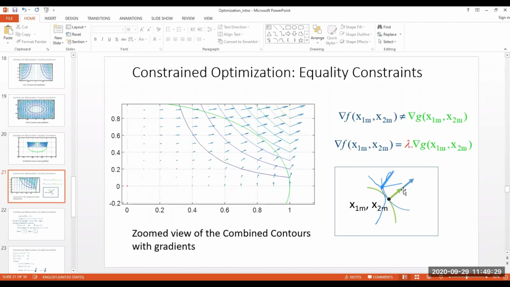In other words, you also have to satisfy the condition where the equality constraint is met. Remember, it is an equality constraint, right? So equality constraint means the numerical value of the contour should exactly equal your circle. At this point, they are not equal, right? Are these matched? No. Only at this point they are matched.